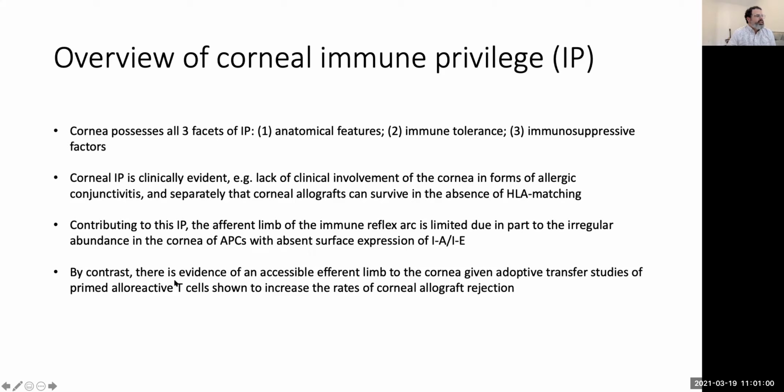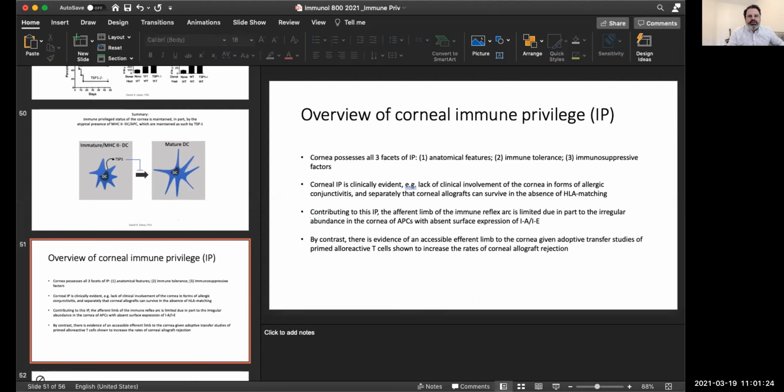And then in contrast, there is evidence of an accessible efferent limb. So that's the other side of the reflex arc to the cornea. I showed you evidence of that with adoptive transfer studies of primed alloreactive T cells, which increase the rates of rejection. Okay, so we have a few more minutes. If there are any other questions, please feel free to ask.